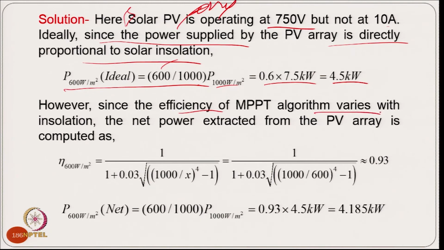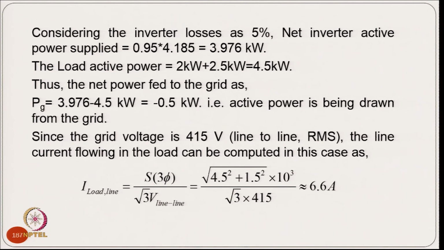However, since the efficiency of the MPPT algorithm varies with the insolation, the net power extracted we can calculate from this relation. So, it comes typically 0.93 into 4.5, so it is 4.185 kilowatt, and considering the inverter loss is 5%, the net active power supplied will be 0.95 into 4.185, that comes 3.976 kilowatt, and the load active power is 2 kilowatt plus 2.5 kilowatt, so it is 4.5 kilowatt.